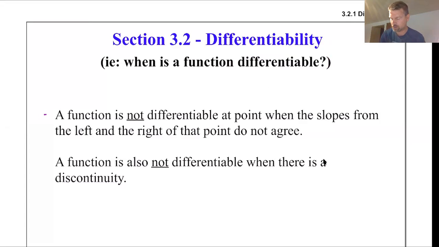And essentially there's two cases that are going to cause me a problem for that. They're actually pretty easy, and we're going to go through them in detail in a minute. The two cases are basically this. Either a function is not differentiable when the slopes from the left and the right of that point don't agree, or it's not differentiable when there's a discontinuity.